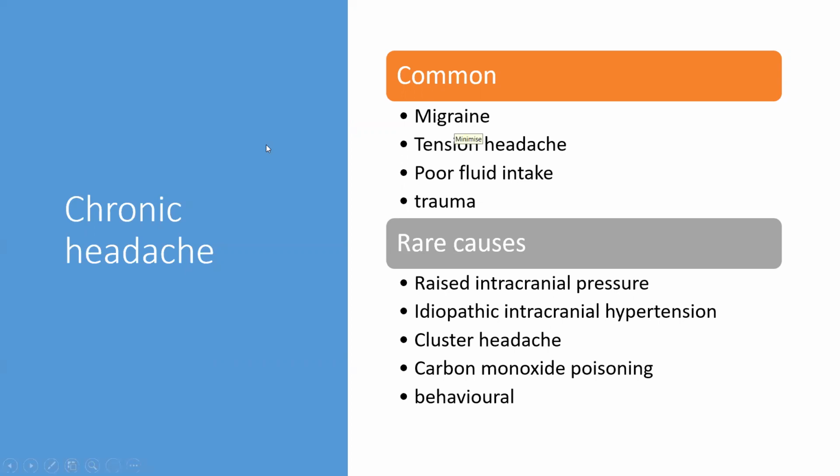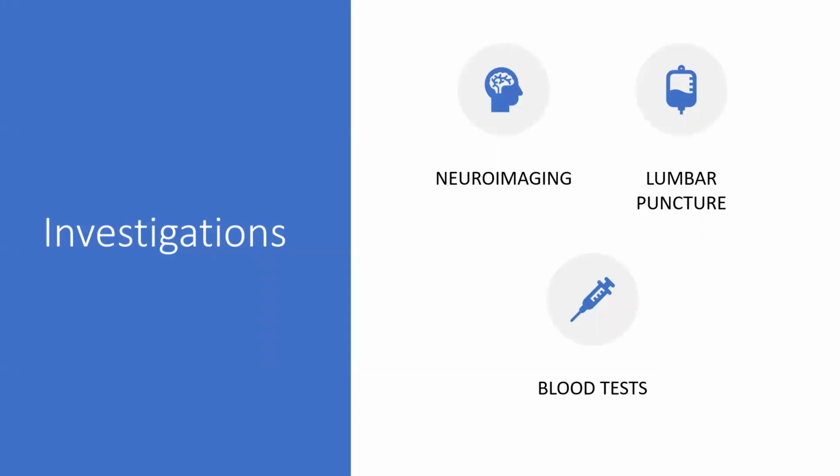B, any cause of decreased cerebral perfusion. What are the things you worry about there? Hold your thoughts and then put it in the chat box. Right, okay, we move on to the investigation. So what will be the first investigation you would do then? What do you think? So we have neuroimaging, lumbar puncture, and blood tests.